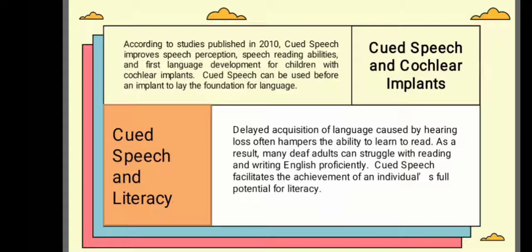And for cued speech and literacy, delayed acquisition of language caused by hearing loss often hampers the ability to learn to read. As a result, many deaf adults can struggle with reading and writing proficiently. Cued speech facilitates the achievement of an individual's full potential for literacy.